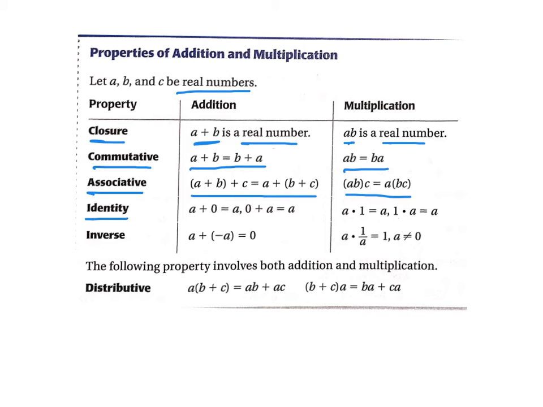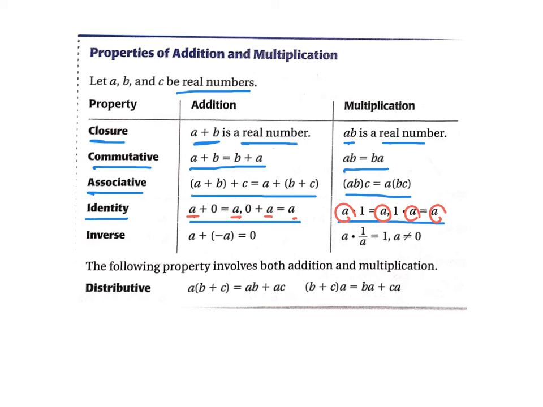The identity property: additive identity is when you add 0, and the way I remember it is we started with an A right here. We had a 0, end with an A. Start with an A, end with an A. So the multiplicative identity would not be multiplying by 0, it would be multiplying by 1, because if you multiply by 1, the A remains A.